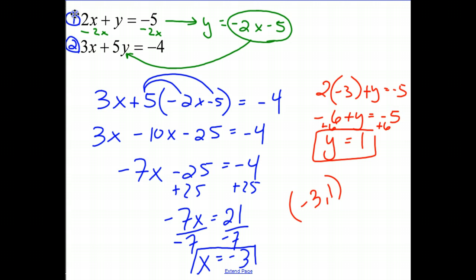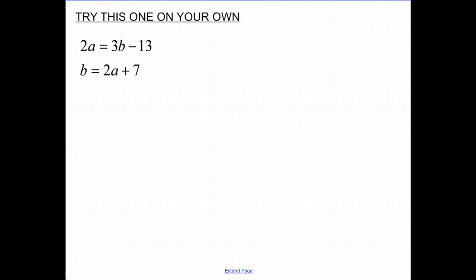Now we've done two examples on our own. Why don't you try this one out by yourself?